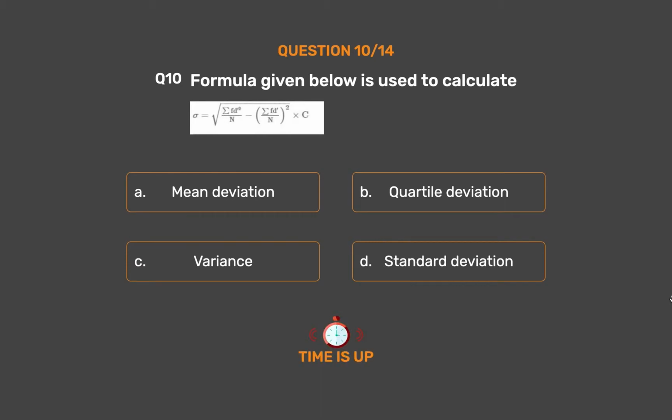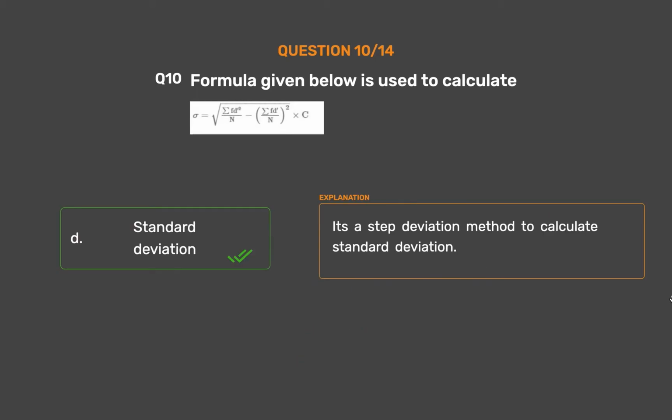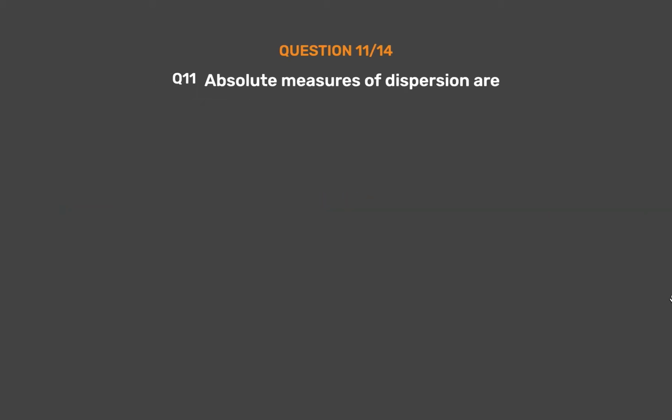The correct answer is option D. Standard deviation. It's a step deviation method to calculate standard deviation. Question number 11. Absolute measures of dispersion are.